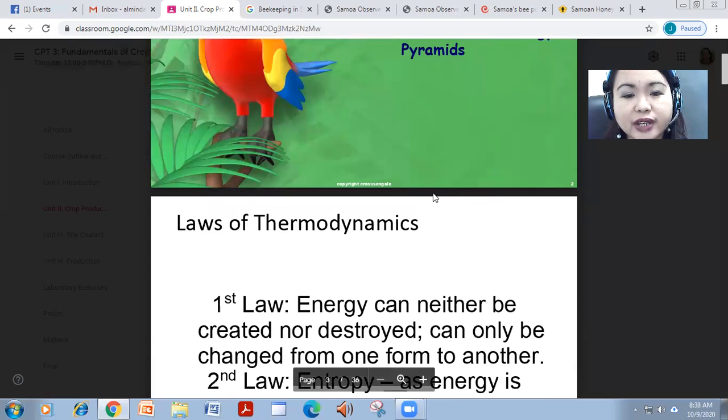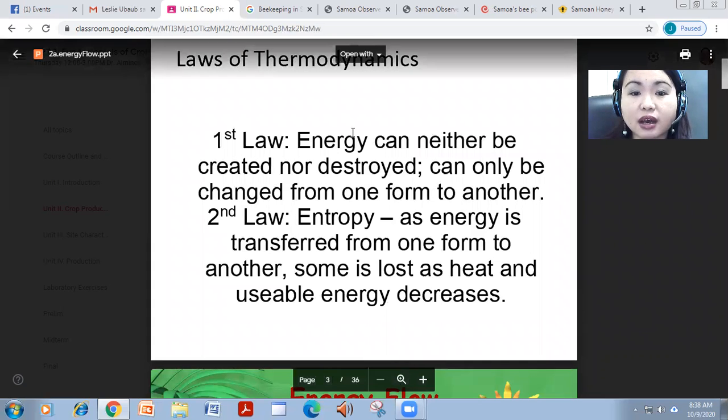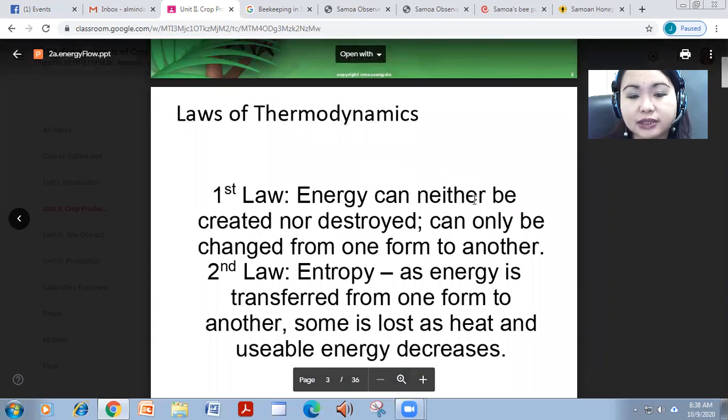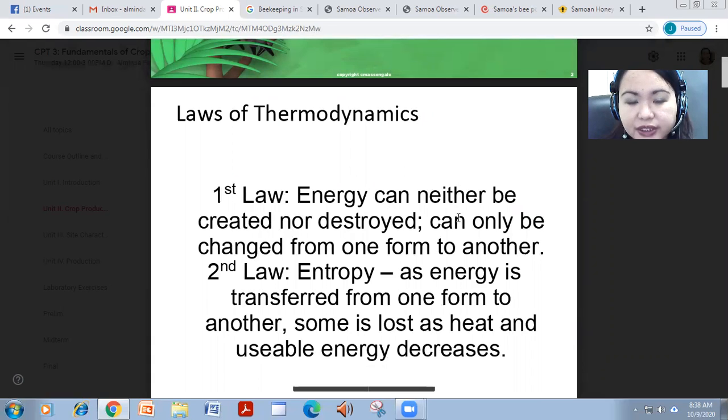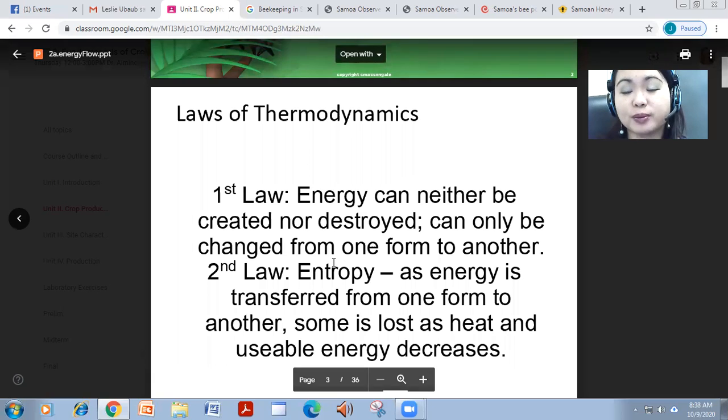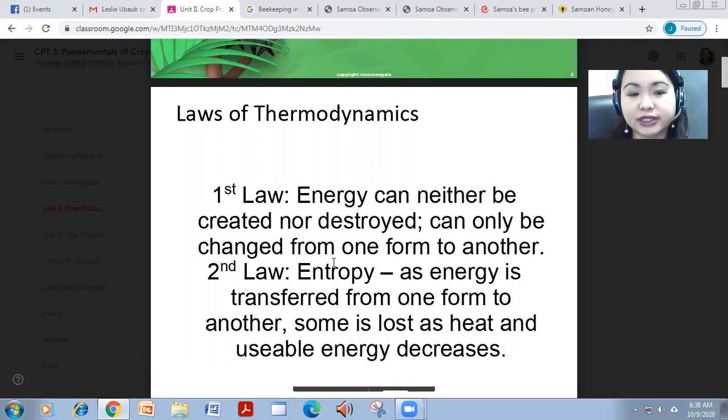To further understand that, we have the laws of thermodynamics. The first law, if I know you have taken this up in your physics and chemistry subjects, is that energy can neither be created nor destroyed. If you remember that, it can only be changed from one form to another. That is the first law of thermodynamics. So energy is not really lost. It's just transferred from one place to another or one organism to another.